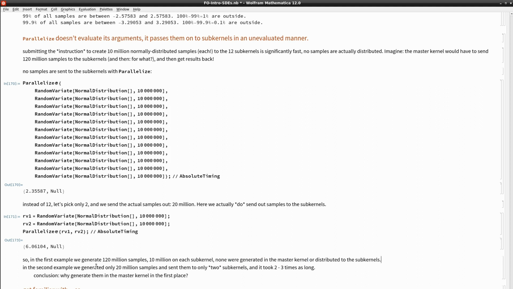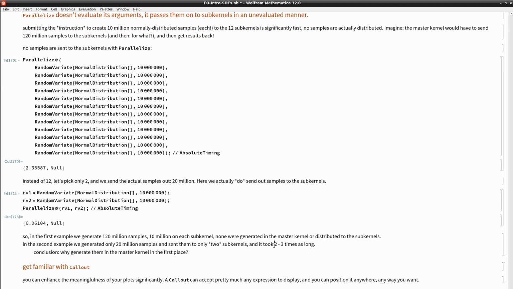And in the second example, we generated 20 million samples and then sent them to only 2 subkernels, and it took 2 to 3 times as long. Yes, 2.35 times as long. So, conclusion, why generate them in the master kernel in the first place?